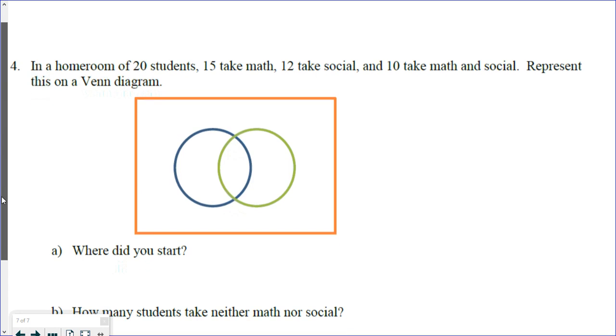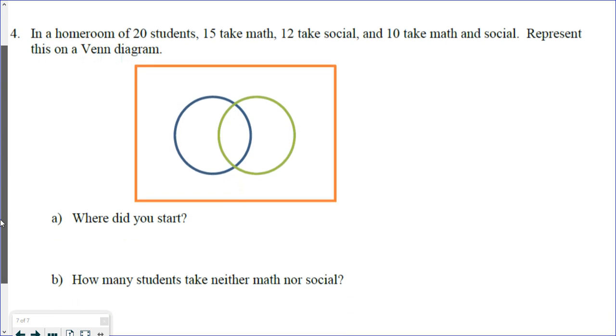So in a homeroom of 20 students, wow, big homerooms, 15 take math, 12 take social, and 10 take math and social. Represent this on a Venn diagram. So I'm going to call math my blue circle. It's your black circle, I guess, on your sheet, unless you print it in color. I guess maybe you guys are richer than the school and could print in color. I have it in black and white. So social is going to be my green circle.